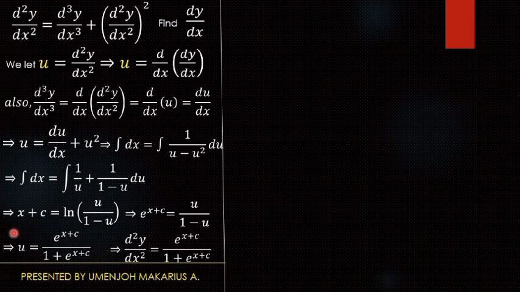But we know that our u was what? What was the value of u? u is d squared y by dx squared. So we simply replace that, so d squared y by dx squared is equal to e raised to the power x plus c, all over 1 plus e raised to the power x plus c.